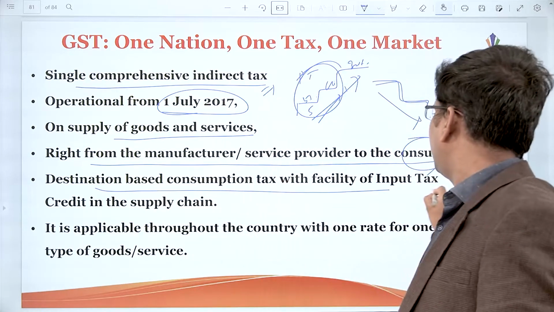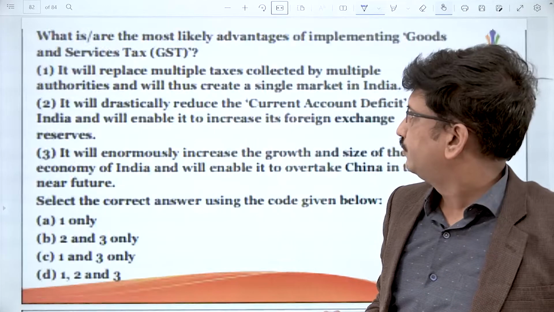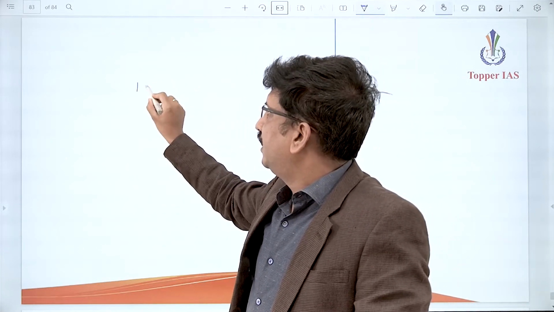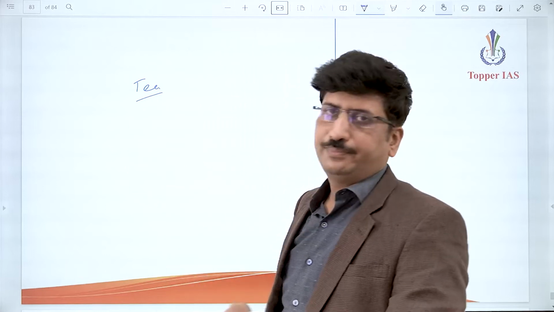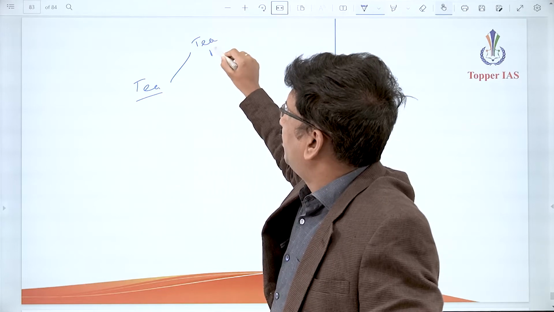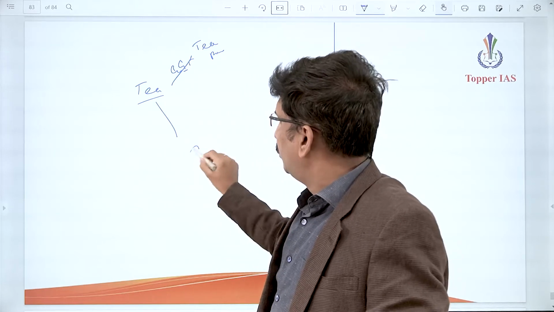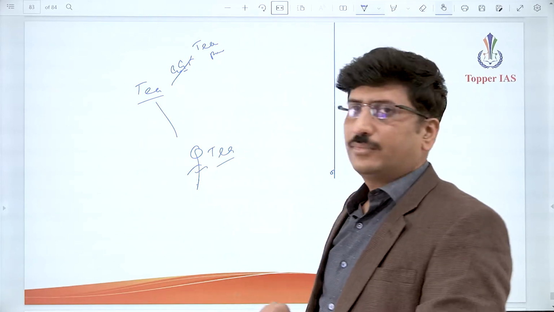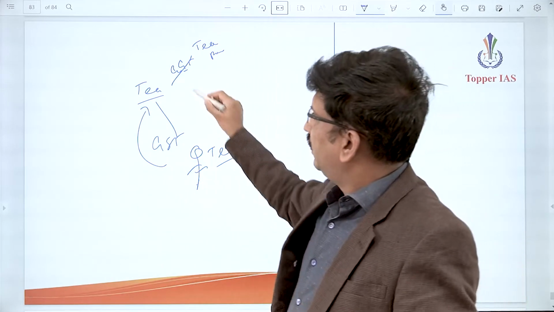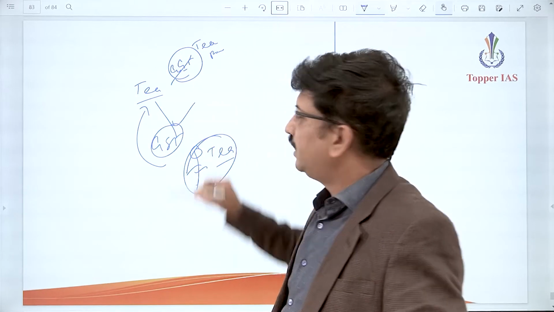Destination based consumption tax with the facility of input tax credit in the supply chain. So let us understand this. See what happens. For example, a tea shop owner is purchasing tea powder. For that he is paying GST, correct? And now you are consuming tea from him. You are paying GST to this person. So on the same tea, GST is paid here also, GST is paid here also.